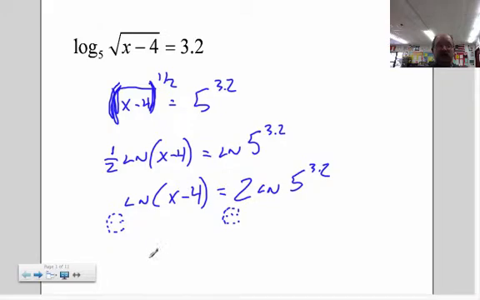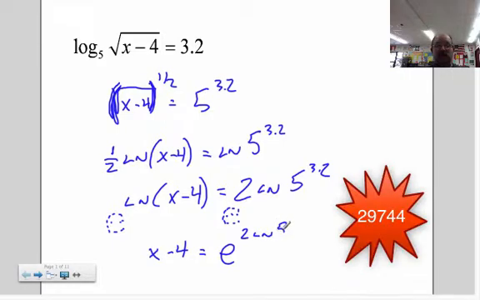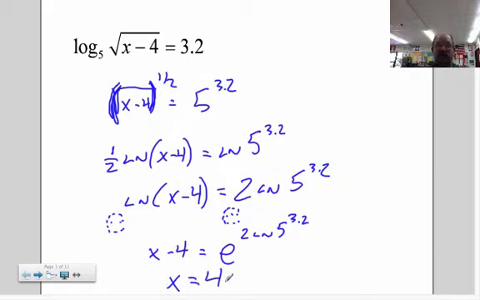Frees up the natural log, so I would get x minus 4 equals e to whatever all of this craziness is. And if I had a calculator handy, which I should, I could just get this number, and then e to that number gives me a number, and then I add 4 to each side, and I get an answer for that particular problem.